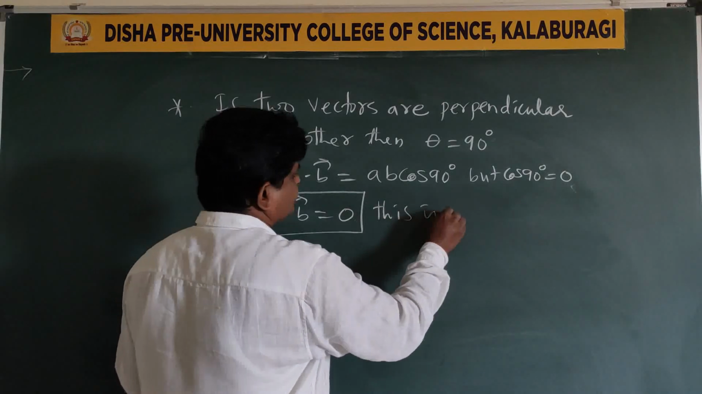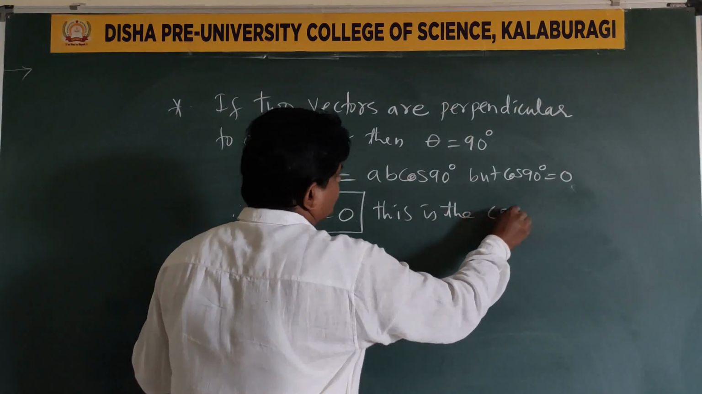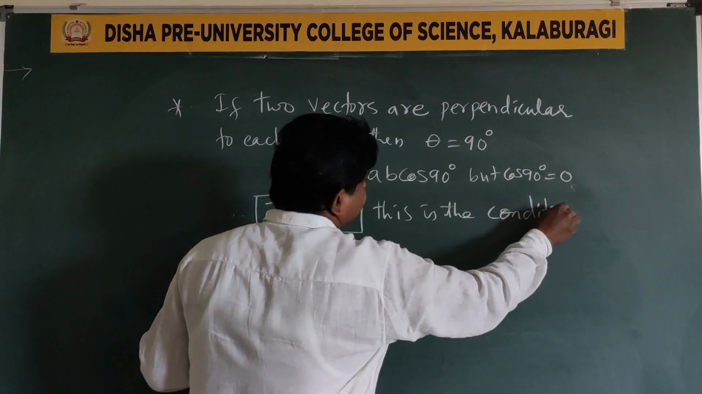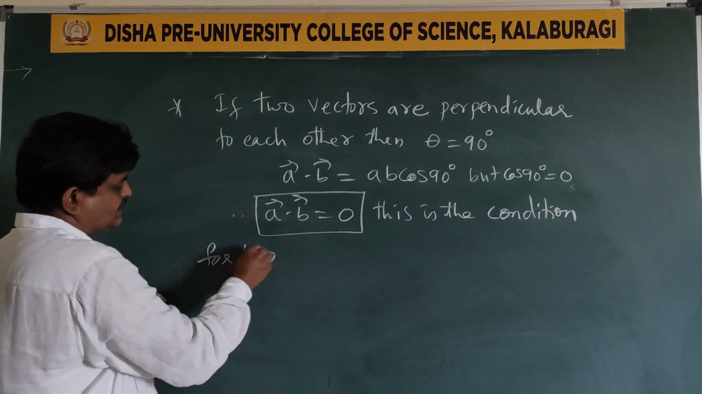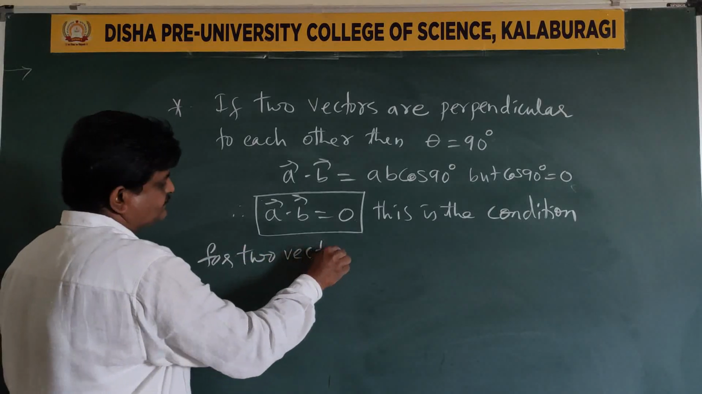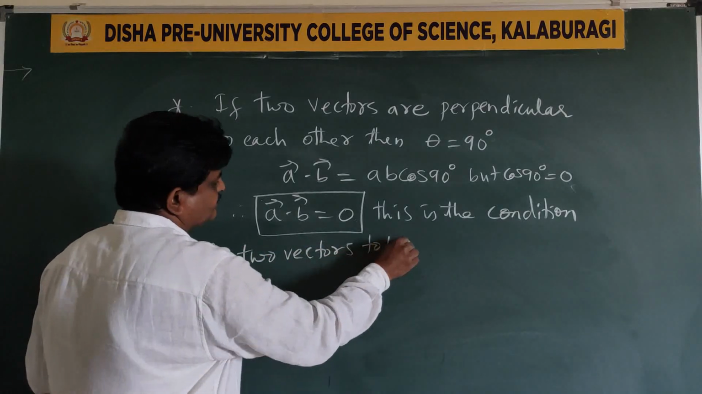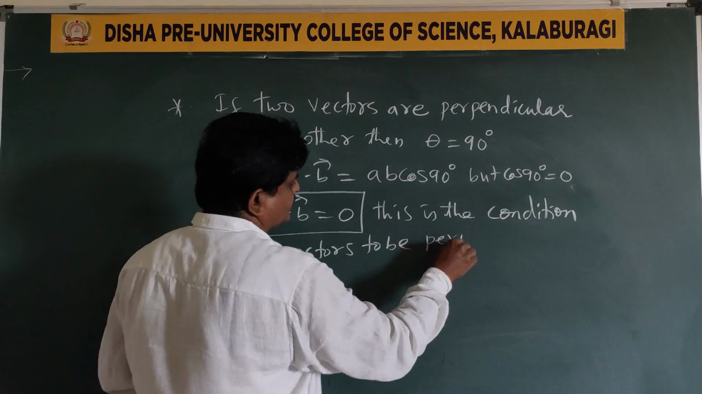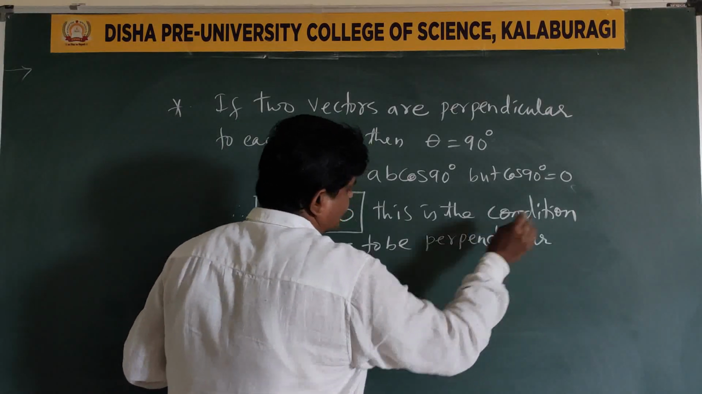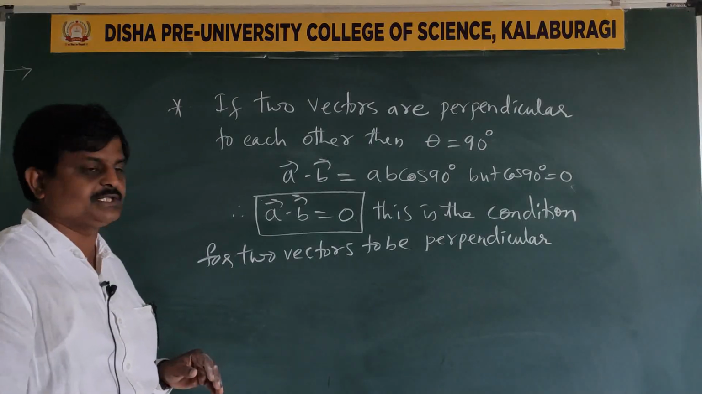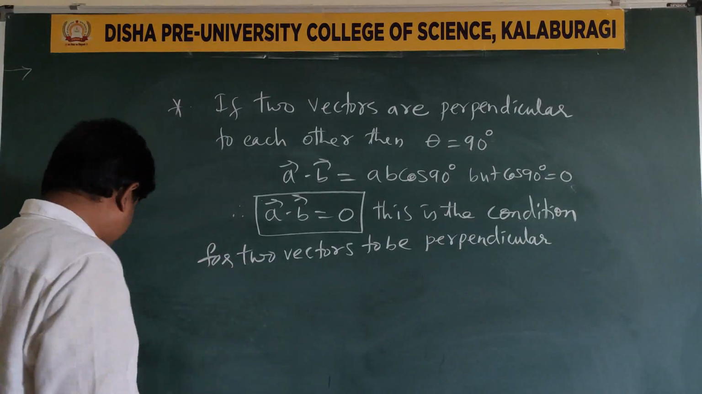This is the condition for two vectors to be perpendicular. Okay, don't forget, this is the condition for two vectors to be perpendicular.